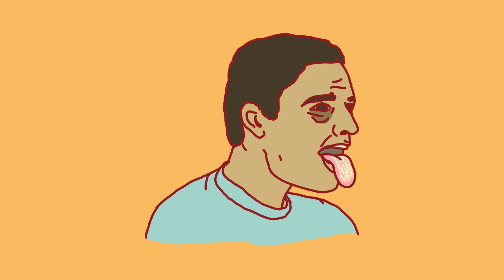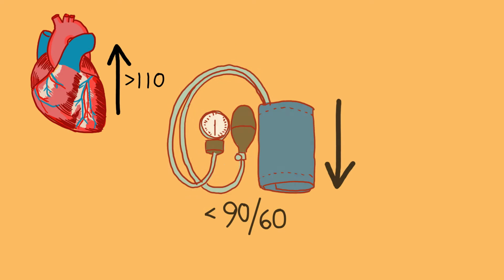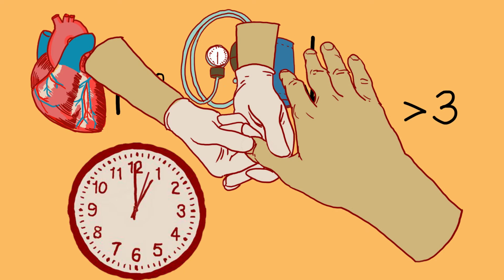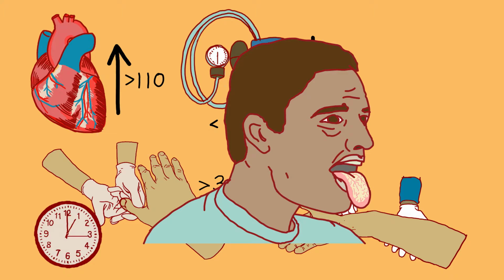All patients with diarrhea are at risk for dehydration. Remember, you should check for signs of dehydration. Signs of dehydration include fast heart rate above 110 beats per minute, low blood pressure below 90/60, cap refill greater than 3 seconds, weak pulse, cold clammy skin or dry mucous membranes. Look at the tongue.